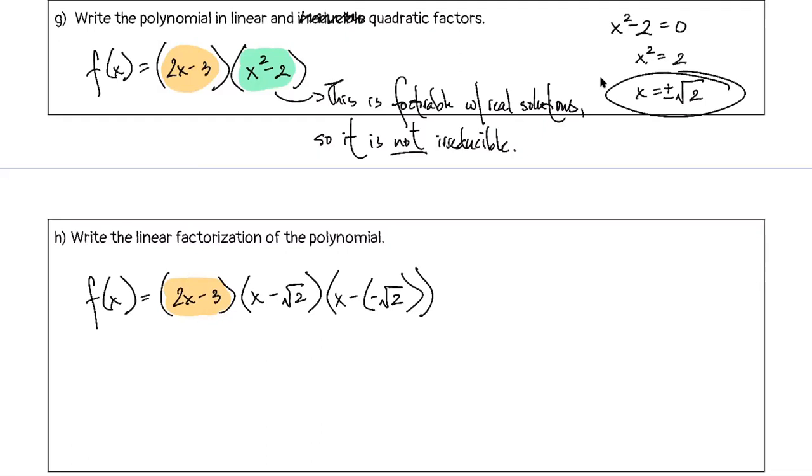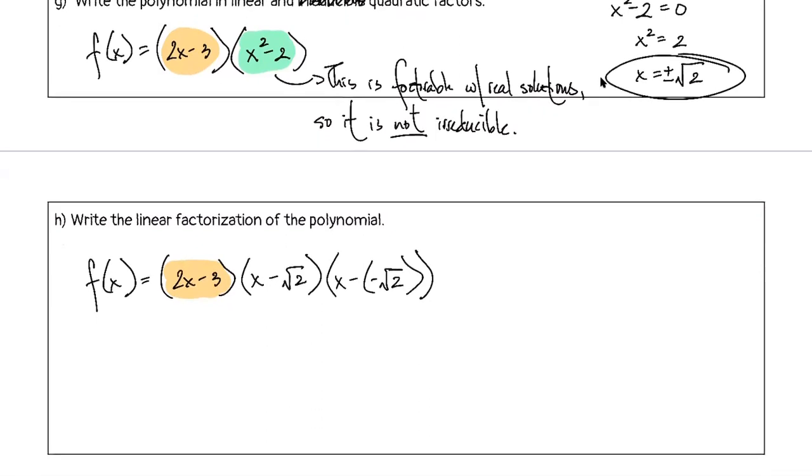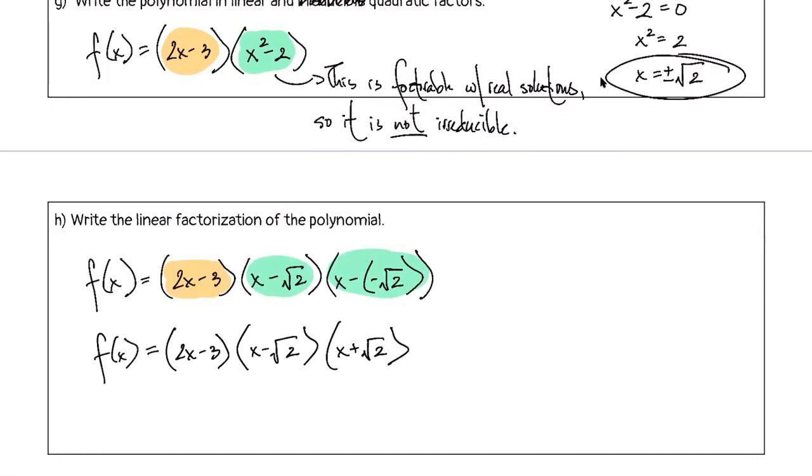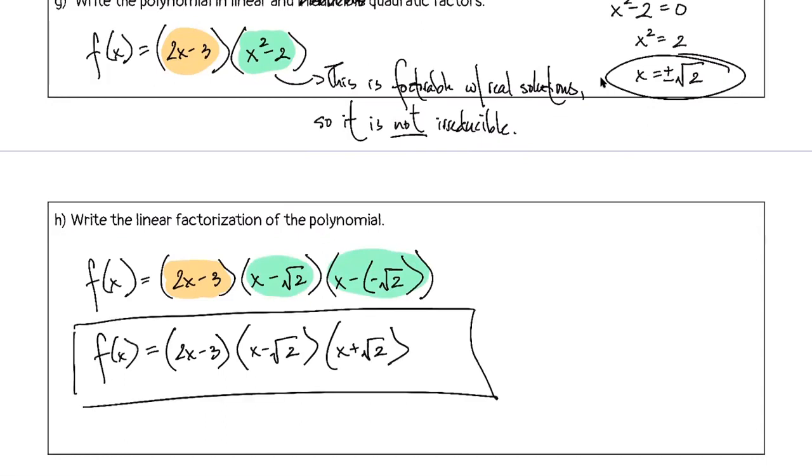Okay, so I think it was Yitan, you were saying, can't we just solve for x and that'll give us the roots? If there's no b value, then yes, you can do that. And the only thing you might want to clean up here, so this is our linear factor. This is another linear factor. You might want to write it like 2x minus 3 times x minus root 2 times x plus root 2. And that would be considered your linear factorization of the polynomial.